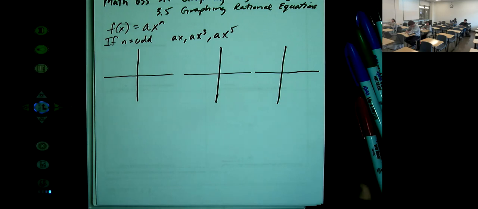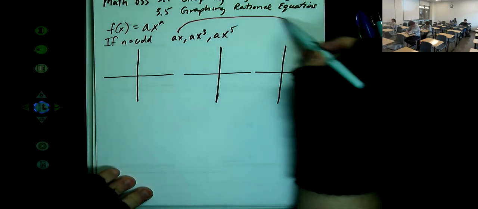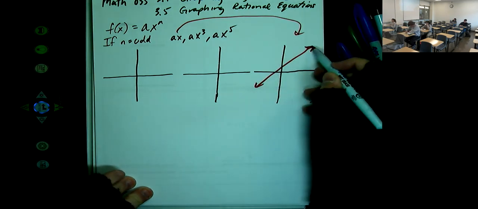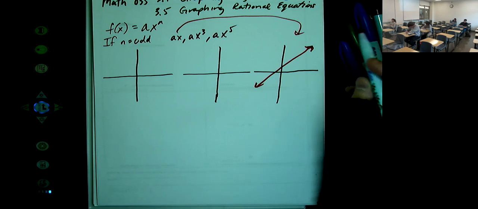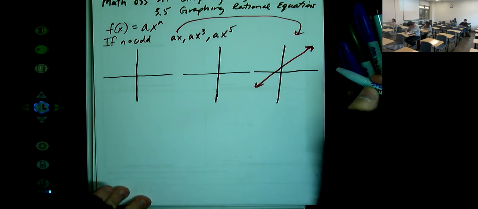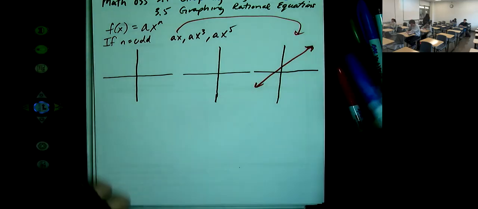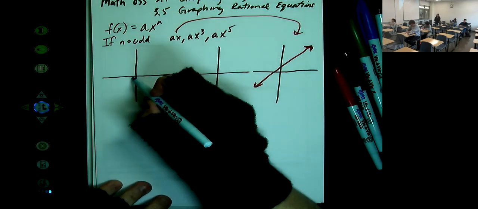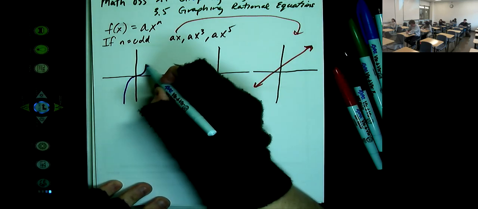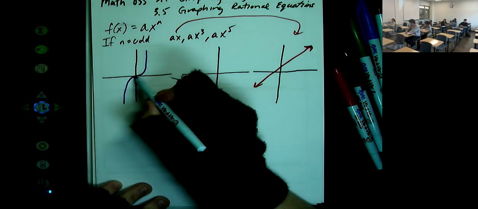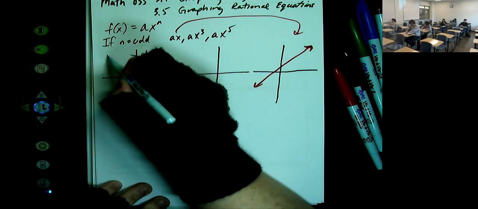I didn't space these very well, so I'm going to just do ax over here on the right one, because I think we all know what a line looks like. It's just a straight line. If we look at doing a cube, the traditional one we know is like this. That looks more like x to the fifth, to be honest. Let's make this x to the fifth.